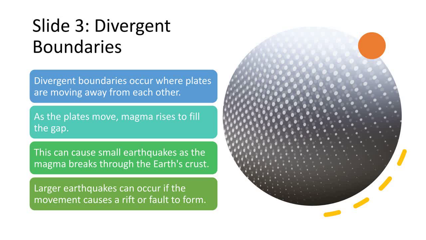Small earthquakes can occur as the magma breaks through the Earth's crust, but these are usually minor and go unnoticed. However, if the movement at a divergent boundary is more significant, it can cause a rift or fault to form, leading to more substantial earthquakes. It is essential to understand the behavior of divergent boundaries as they can have a significant impact on the formation of the Earth's crust and the occurrence of earthquakes. Let's move on to the next slide and examine convergent boundaries.